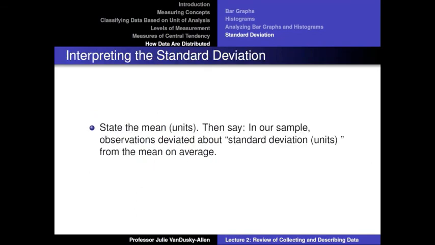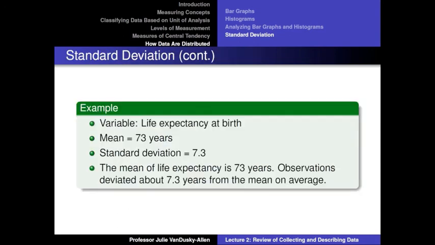Now we can interpret the mean and standard deviation. To interpret it, we should start out by stating the mean of our variable. Then we would say, in our sample, observations deviated about standard deviation units from the mean on average. The units in this template just tell us what units our variable are measured in. So for example, imagine we had a life expectancy at birth variable for all countries in the world. The mean was 73 years, the standard deviation was 7.3 years. Applying our template to it, we could say, the mean of life expectancy is 73 years. Observations deviated about 7.3 years from the mean on average.